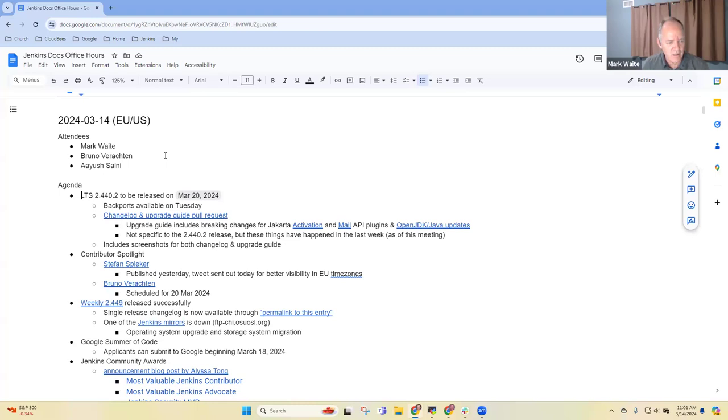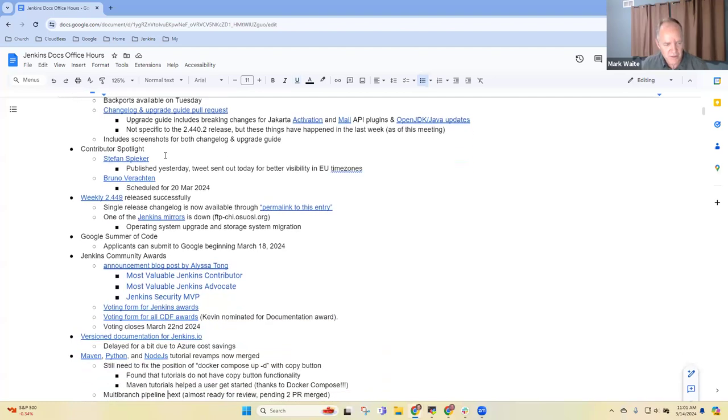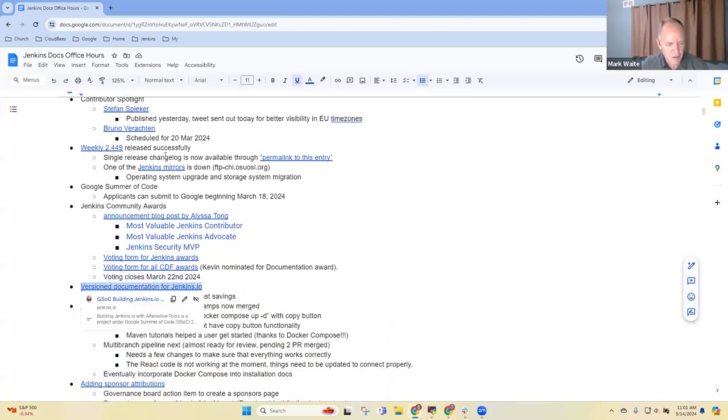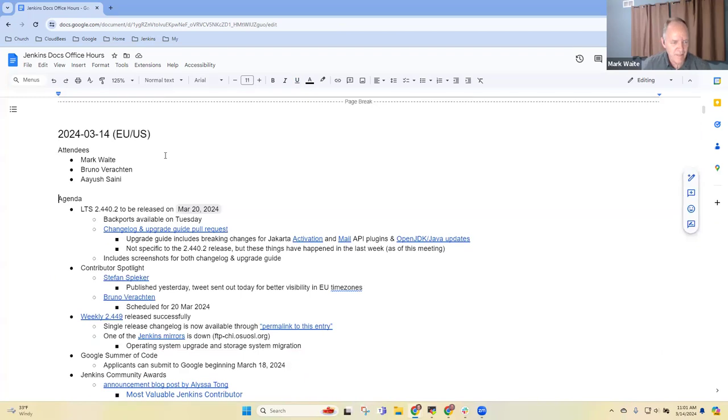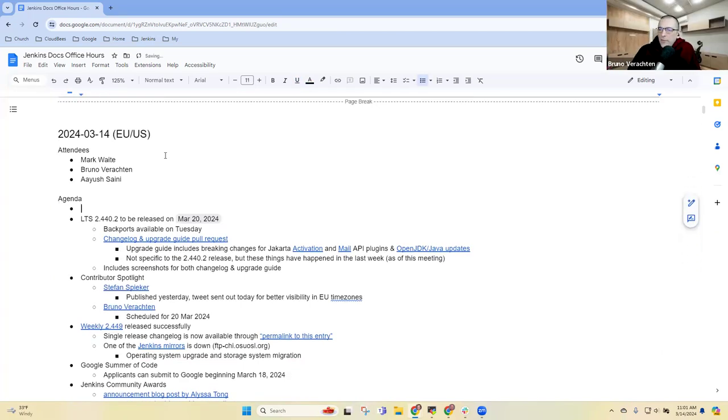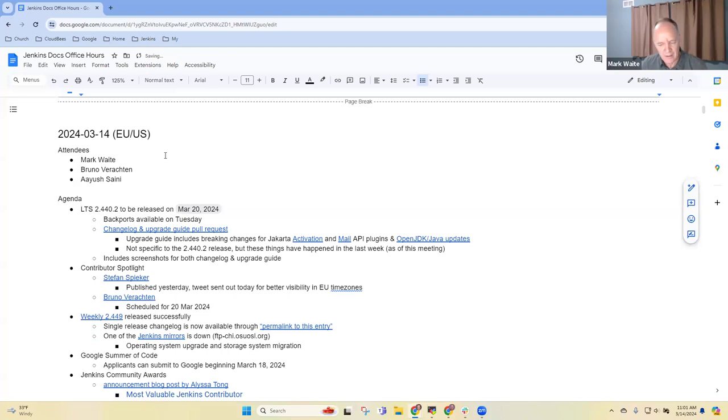Topics on the agenda: LTS, most recent LTS, Contributor Spotlight, Weekly, Google Summer of Code, Jenkins Community Awards, Version Documentation, Tutorial Revamps, and Sponsor Attributions. Anything else that needs to go on to the agenda? Nothing I can think of. Thank you, Mark. And Ayush, I assume that you'll have some question or topics you want to address under Google Summer of Code. We'll cover them there if that's all right. Sure. Thank you so much.